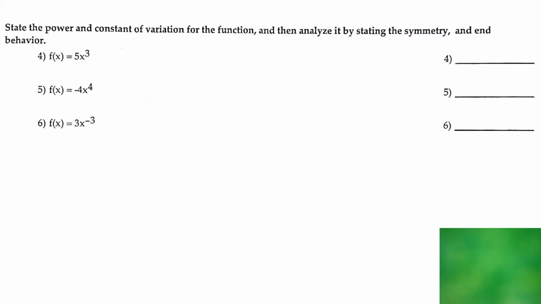So for us to get an idea of what these look like, we need to remember what the parent functions look like. Anytime we have an odd power, we're going to have a piece here and a piece here, so a piece in opposing quadrants, or we're going to have either a piece here and a piece here. So either of these could be what we can have for an odd function. How we know which one it is is based on the number in front.